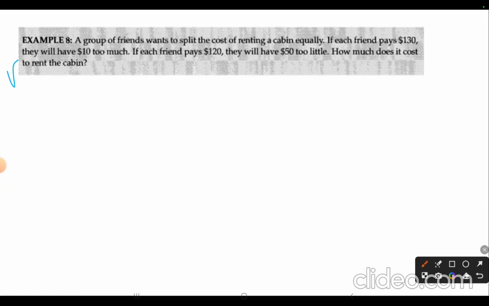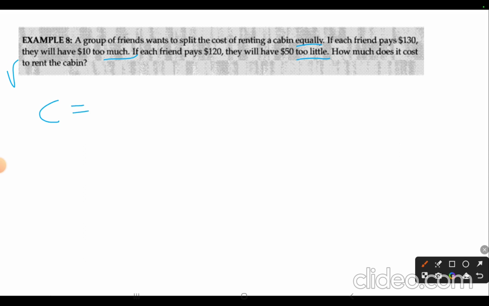A group of friends wants to split the cost of renting a cabin equally. If each friend pays $130, they will have $10 too much. If each friend pays $120, they will have $50 too little. How much does it cost to rent the cabin? We don't know how many friends, and we also need to find the cost. But firstly, let's write cost, just C.